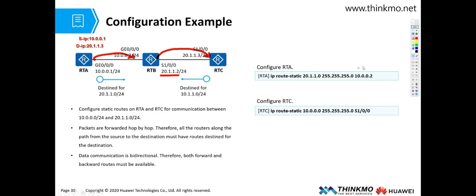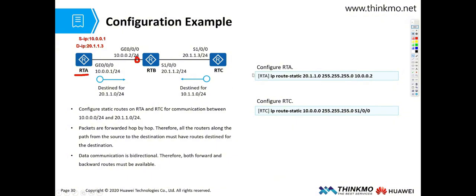First of all, everyone needs to consider one thing here. Does our RTA initially know where 20.1.1.0 is? He doesn't know. If during this process he is unaware, we need to manually assign him a static route, telling him that if he wants to find 20.1.1.0, he should go to RTB, specifically to 10.0.